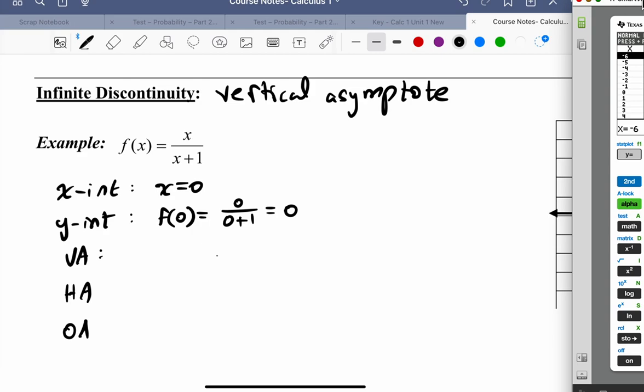But in this case, we're just looking at the vertical asymptote. x plus 1 is equal to 0, which means my vertical asymptote is x equals -1. Horizontal asymptote, we look at the relationship between the powers, right? If the powers are the same, then we're going to find the ratio of the leading coefficients. Question?